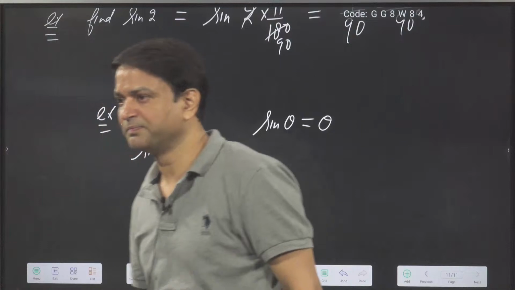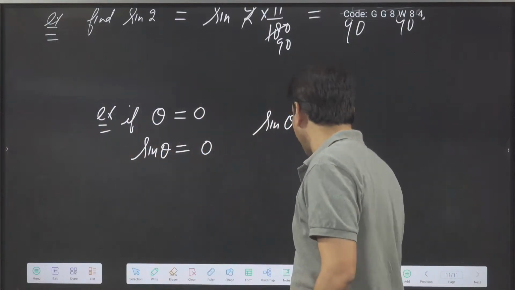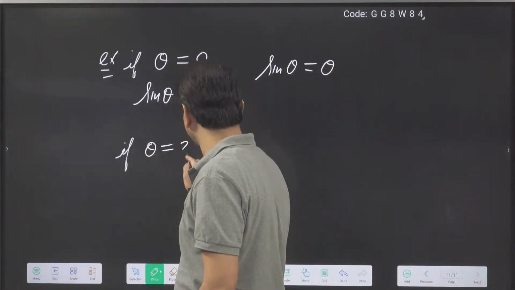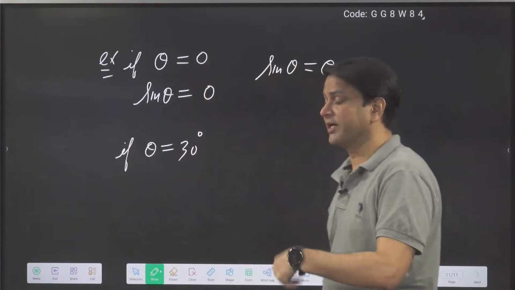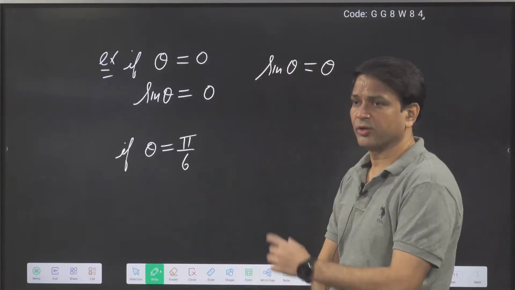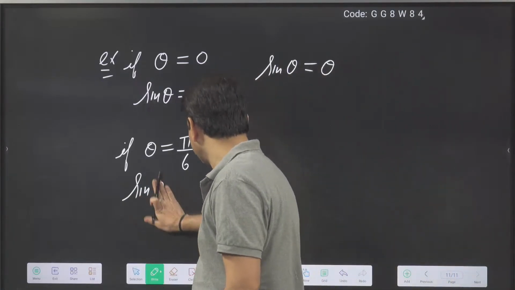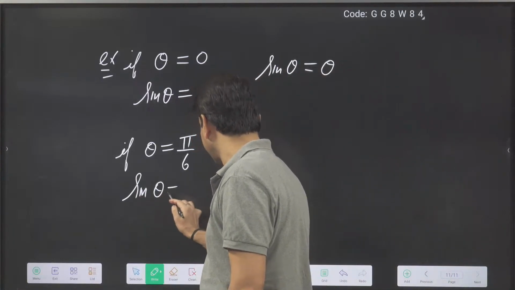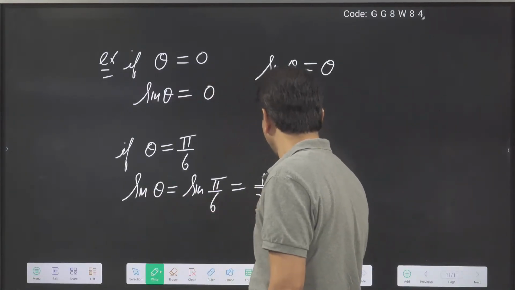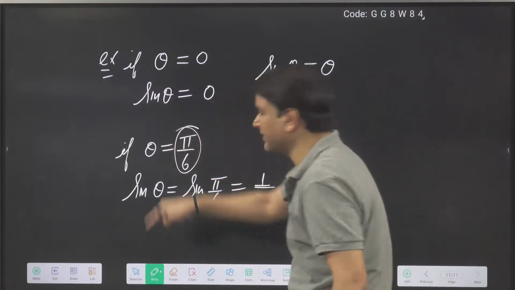So sine theta is equal to theta. This everybody got. Now I am increasing the angle slightly more. I am going to 30. So if theta is equal to 30 degree, that 30 degree I will write in radian. What is that? Pi by 6. Then sine theta is sine pi by 6. What is the value? 1 by 2.